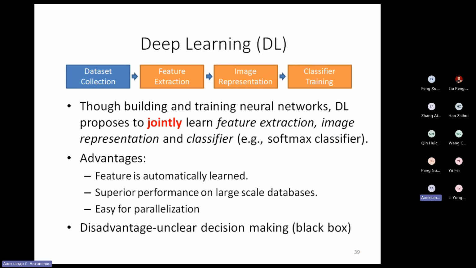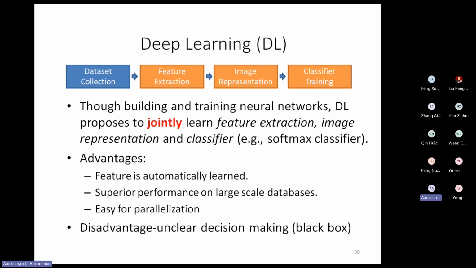What are the problems with traditional learning? In traditional learning, we do manual feature extraction, we do manual image representation, we select a classifier or some method ourselves, and then only train the classifier. So we train only the classifier, but we choose the features, we choose the representation, we choose the classifier type.